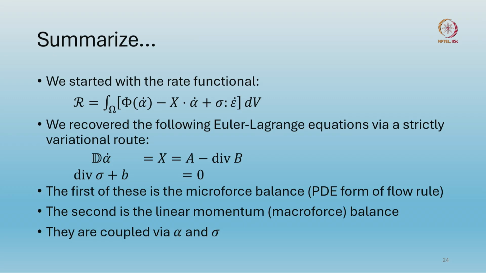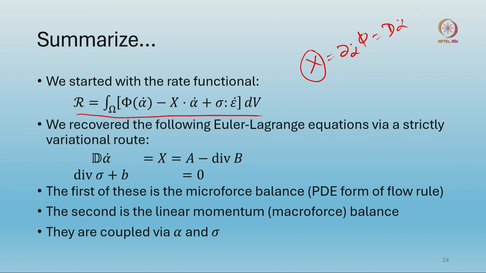Now, we are ready to give the summary. So, the rate functional global form is this. If you want to recover the Euler-Lagrange equation from the local form, you simply have x equals this, that is the local form. But from the global form, in this particular case, this comes out to d alpha dot.